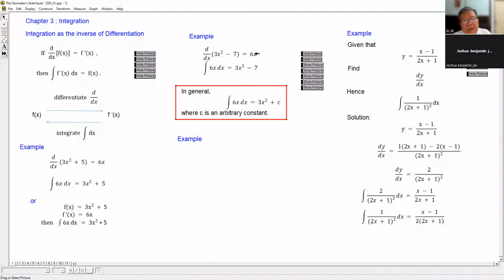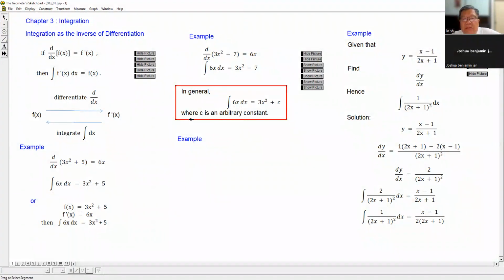So the function is always correct. It's 3x squared. This is 3x squared. It's always correct. But the number at the back can change. So in general, let's say if I want to integrate 6x with respect to x, I have 3x squared for sure. But the number at the back there, not sure. So I don't call it 7 or 5 or what. I call it C. What is this C? C is actually a number, like this -7 or +5. But what is the actual number? I don't know. That's why I call it C.